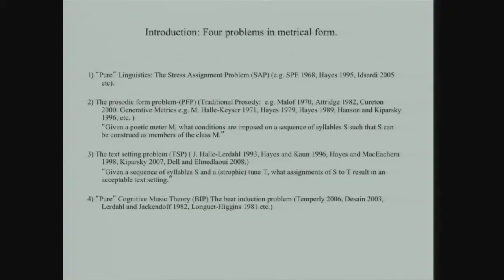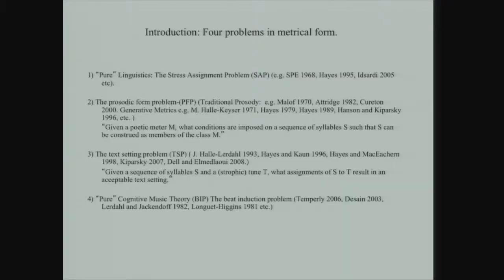So what we're dealing with are four problems in metrical form. The one on top here is what we talked about yesterday, which is how do you assign stress, or what's linguistic accent or prominence or even beat, what's all that about? The second one is what Nigel and Kristen were just talking about, the prosodic form problem, specifically: if you have a poetic meter, what conditions are imposed on a sequence of syllables such that the sequence can be construed as members of the class M, meaning the meter.